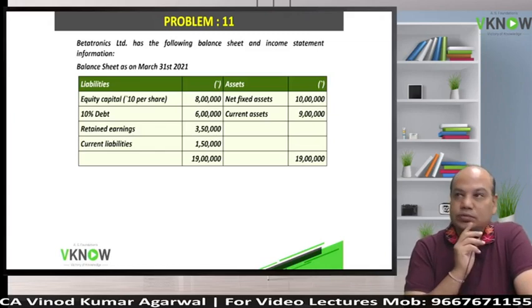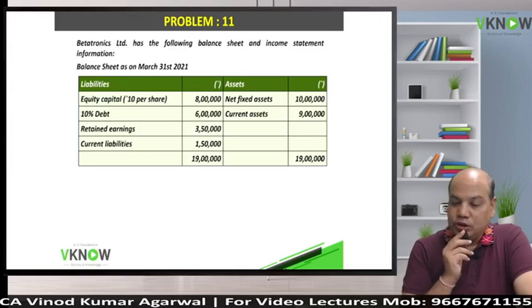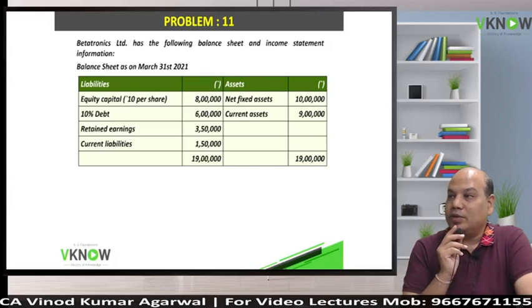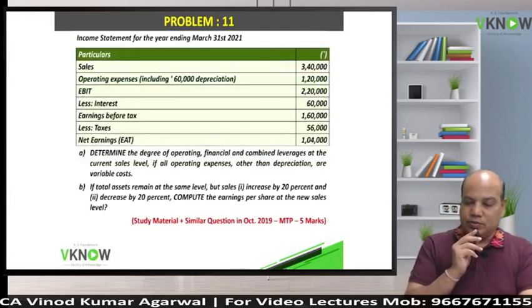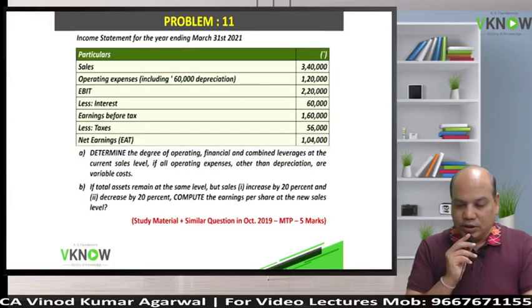Betatronics Limited. Betatronics has the following balance sheet and income statement information. So this time they have given you a full balance sheet: share capital 10%, debt, retained earning, current liabilities, fixed asset, current asset. Income statement: sale, operating expense, including 60,000 depreciation. Doesn't matter.